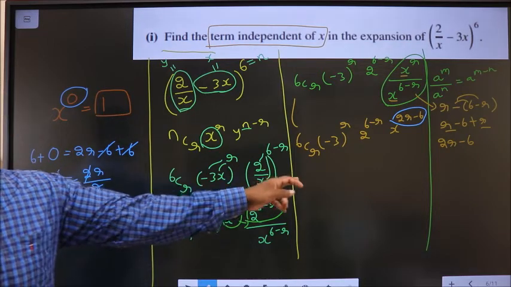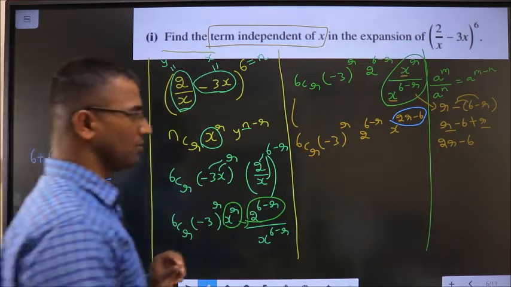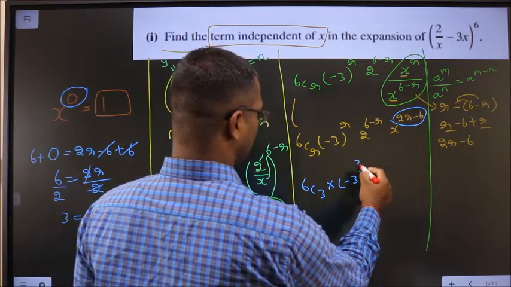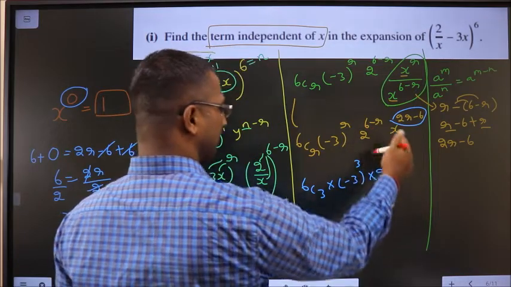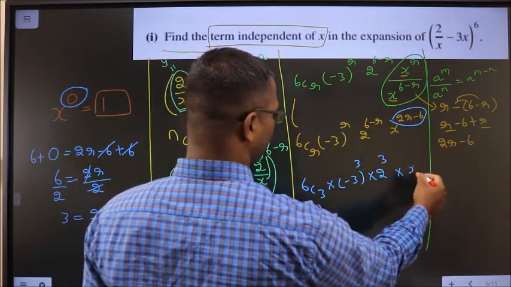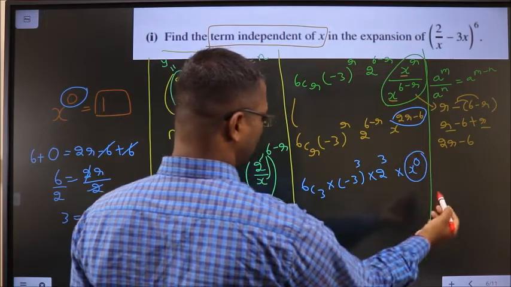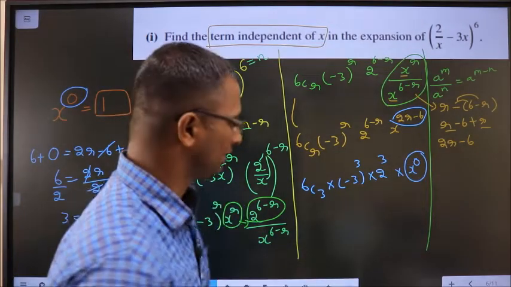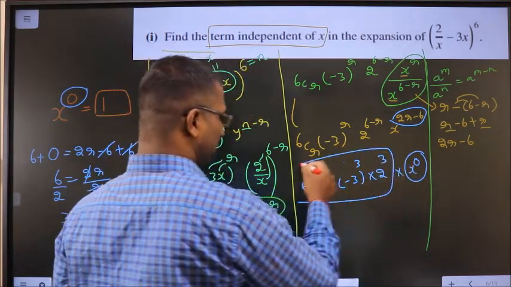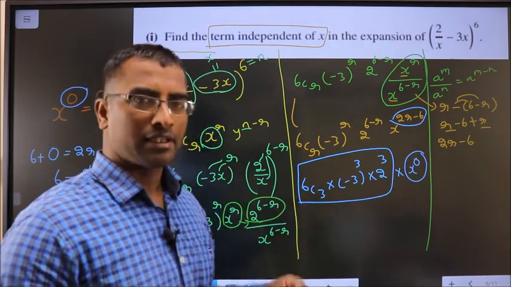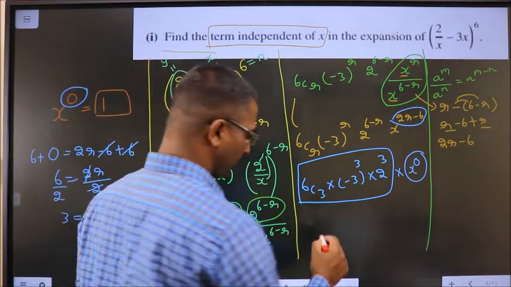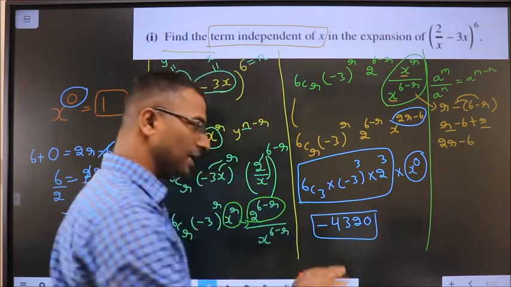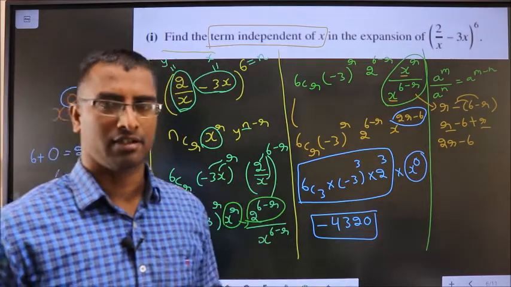Replace r = 3 in this. So what will it result in? 6C3 into (−3)^3 into 2^(6−3) is 2^3, into x^0. x^0 is 1. Whether I write or not, it doesn't make any difference, so I am not writing it. Now put this entire thing at once in calculator. The answer you should get is −4320, which is the term independent of x in the expansion.